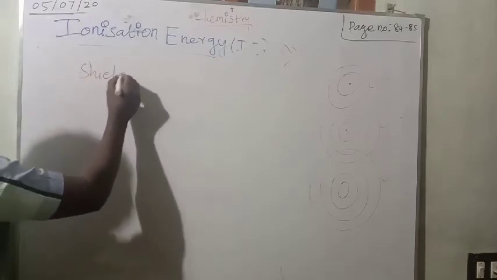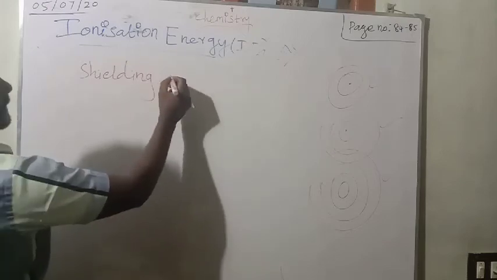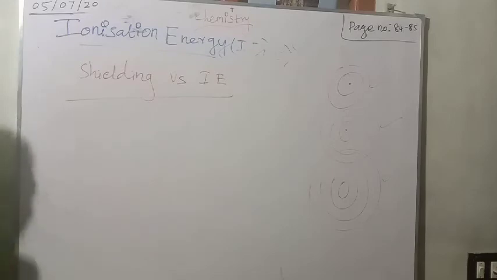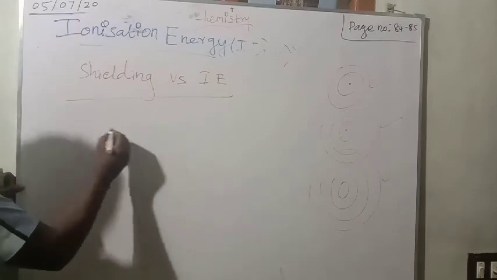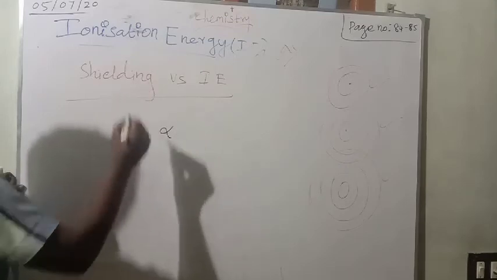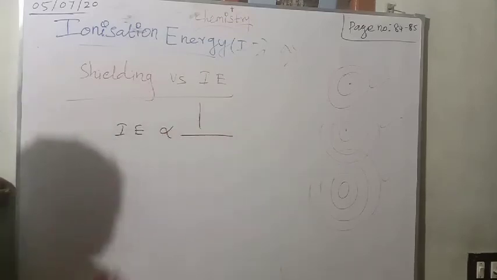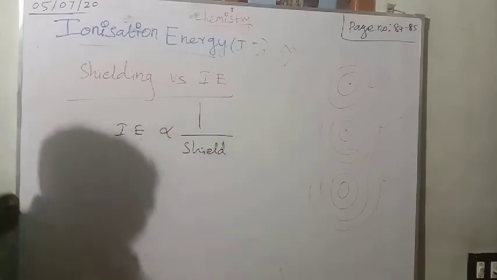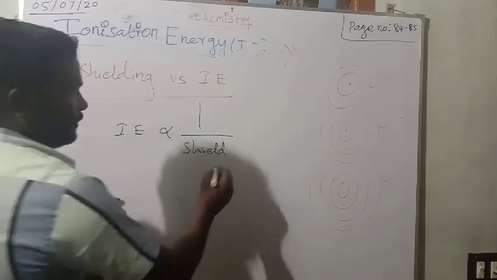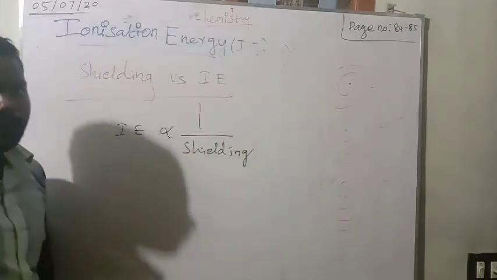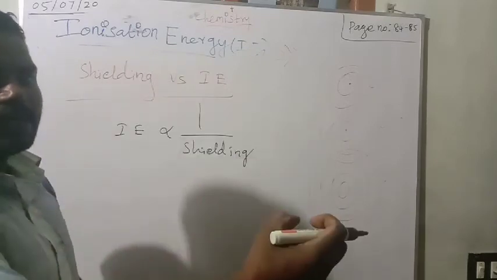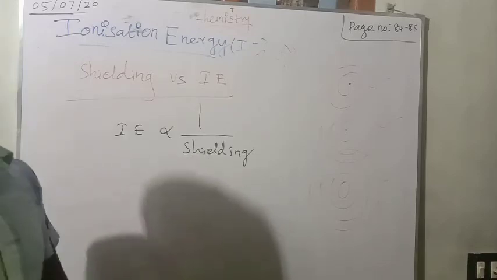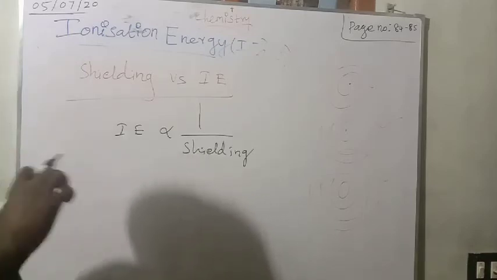Shielding effect. Shielding versus ionization energy, right? Here also we can write one short formula, my dear students. Ionization energy is inversely proportional to the shielding effect. Why, my dear students, inversely proportional? Shielding effect increased means what will happen? The force of attraction between the nucleus and outermost cell will decrease. So easily we can remove the electron. Less shielding effect means we need to apply more energy to remove electron.